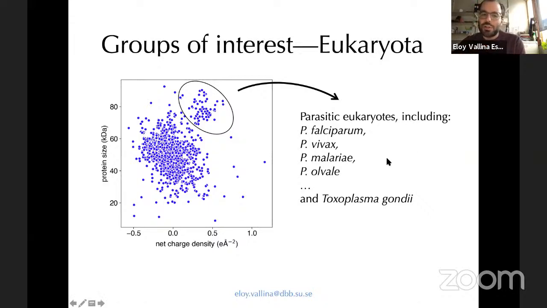And this is a bit of a bittersweet moment in the project, because even though we have this very clear observation, we have no compelling explanation of why this would be the case. There's no trivial reason why malaria proteins would be longer or bigger, if you will, or would have more positive net charge density than other eukaryotes, or at least we haven't really found any reason why this is the case. If anyone has any ideas, I'd be very keen on listening to them. But this is what I'm trying to underline here, that we don't always have explanations for this.